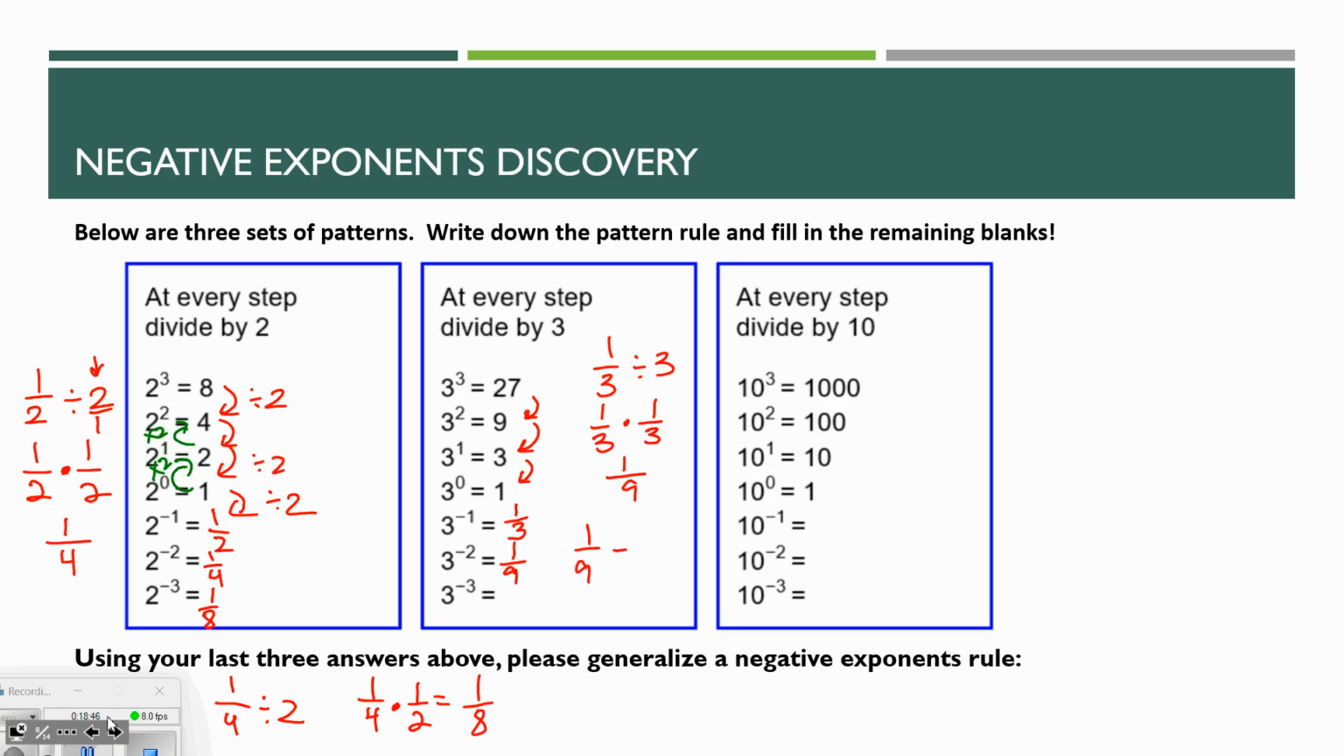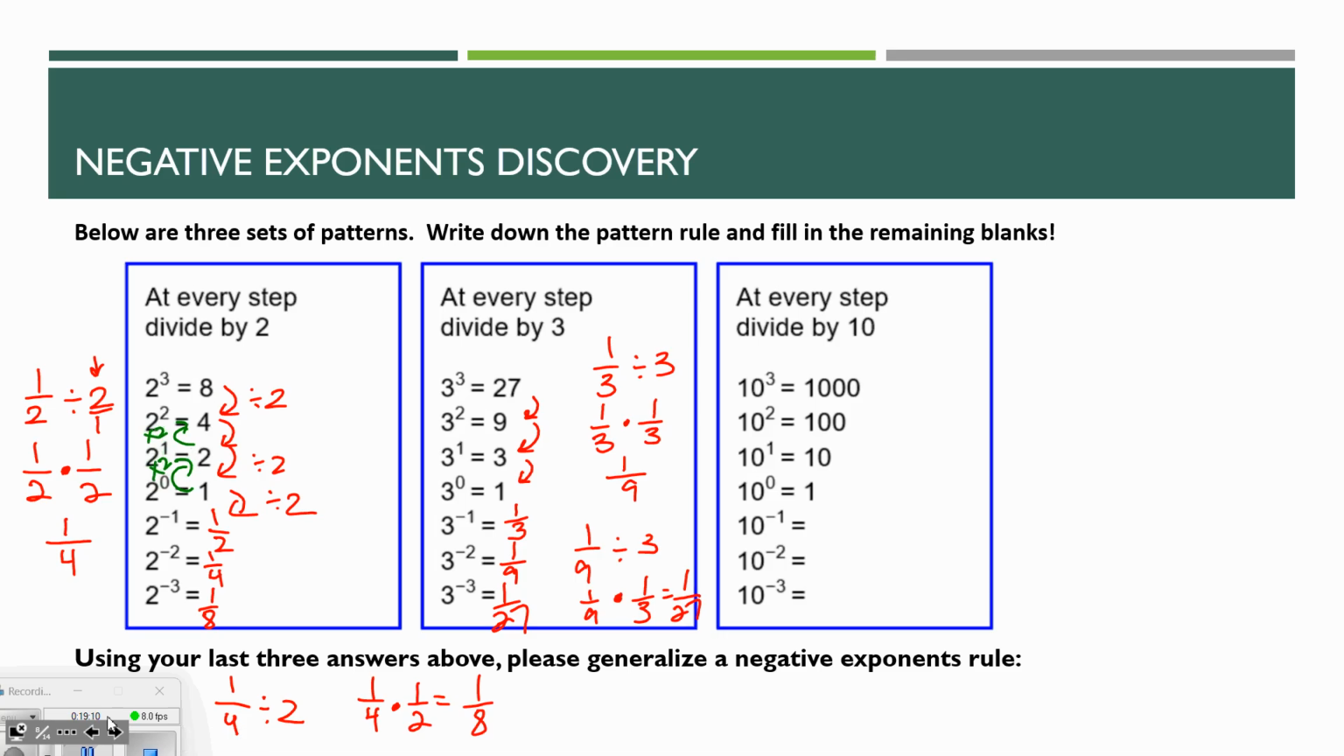What's 1/9 divided by 3? Again, keep, change, flip, right? I'm going to change the division into a multiplication. 1 times 1 is 1. What's 9 times 3? 27. Now, hopefully you're going to start to see this pattern happen.